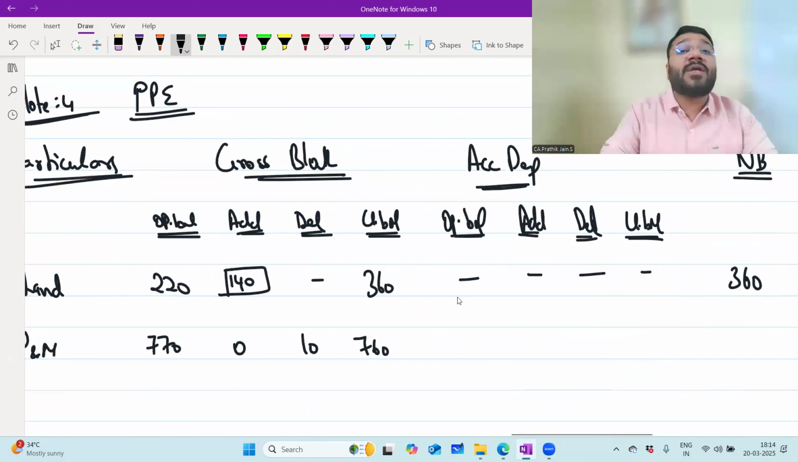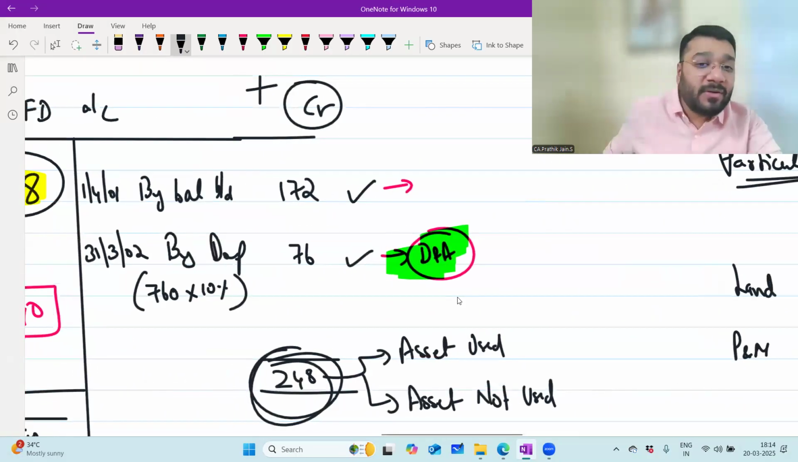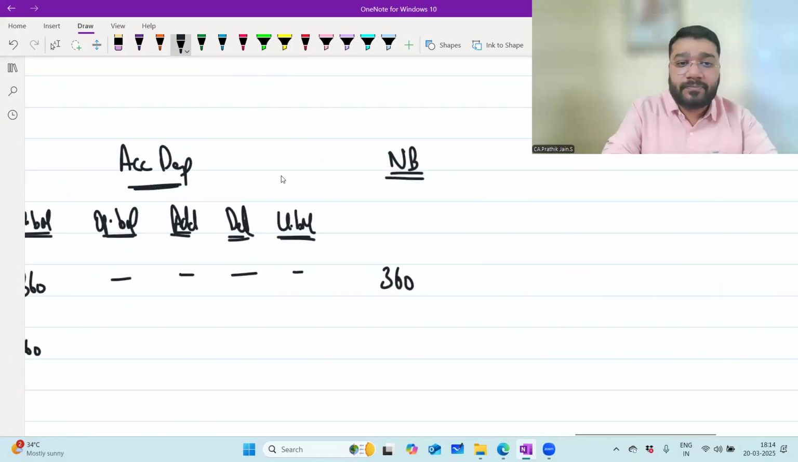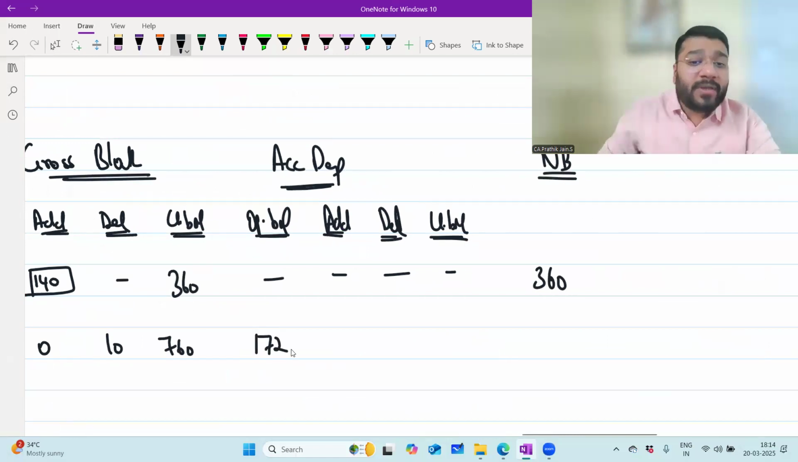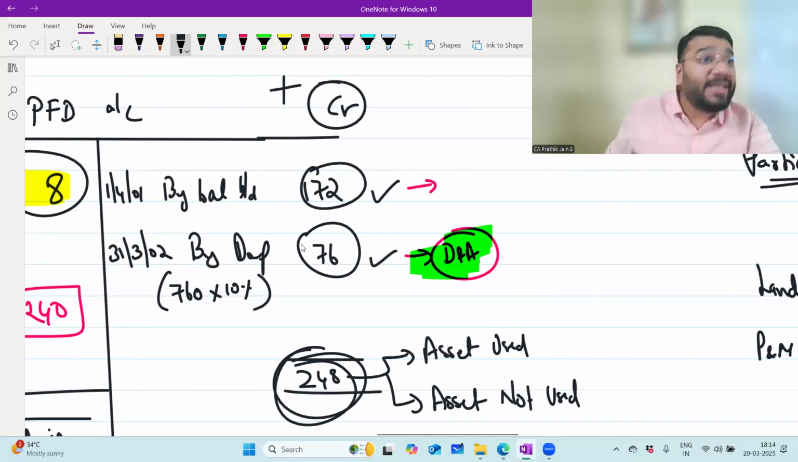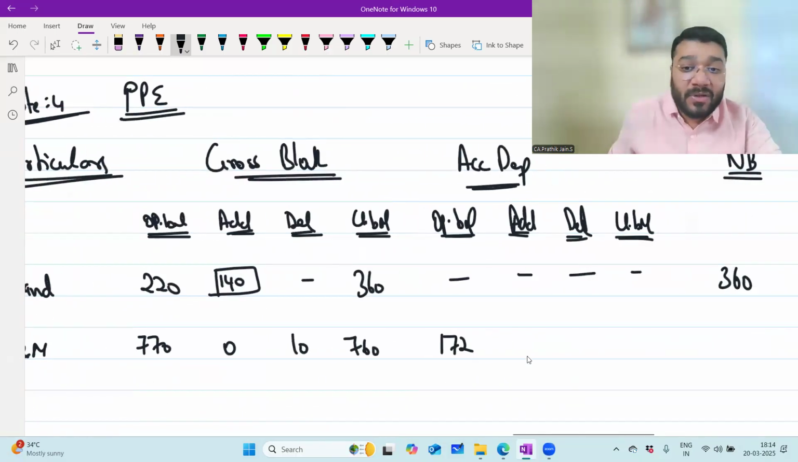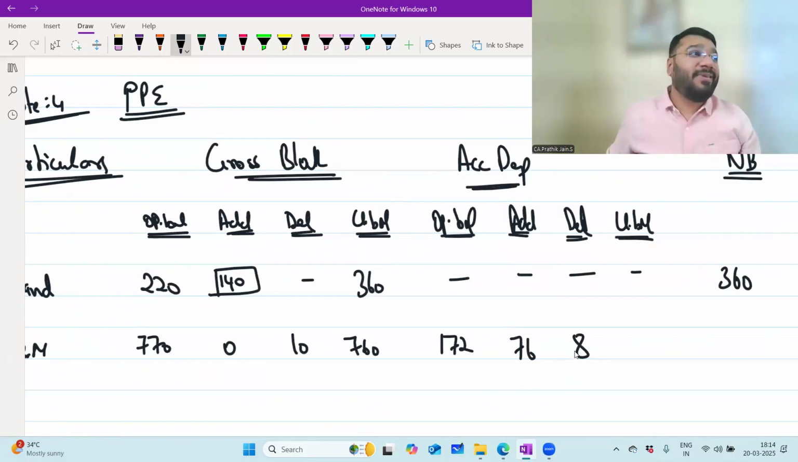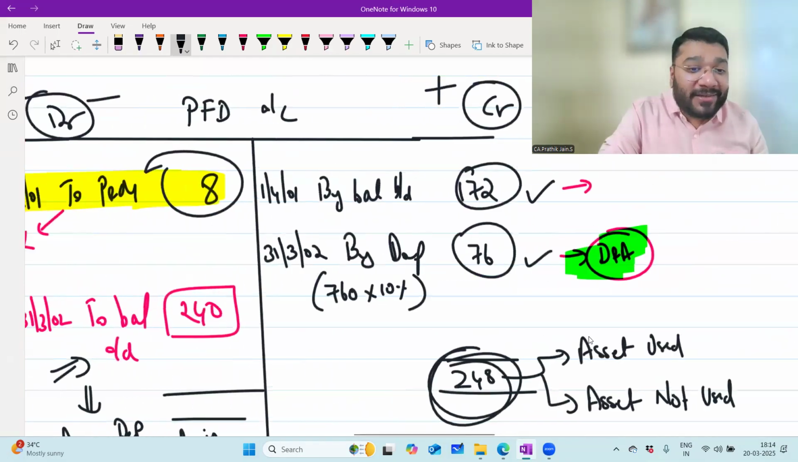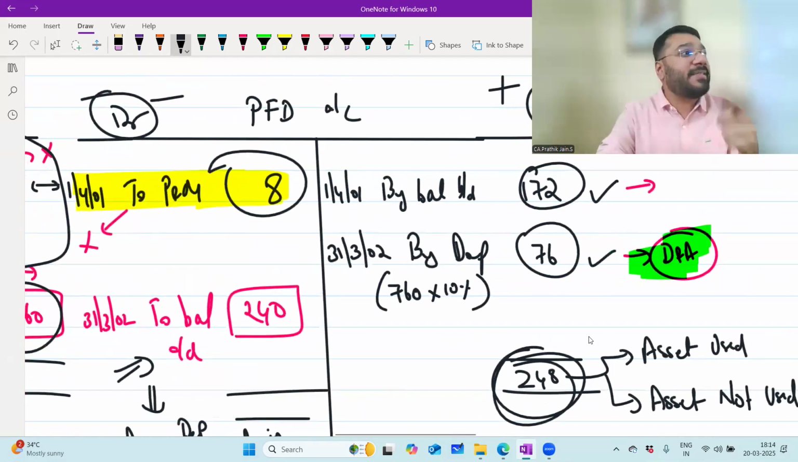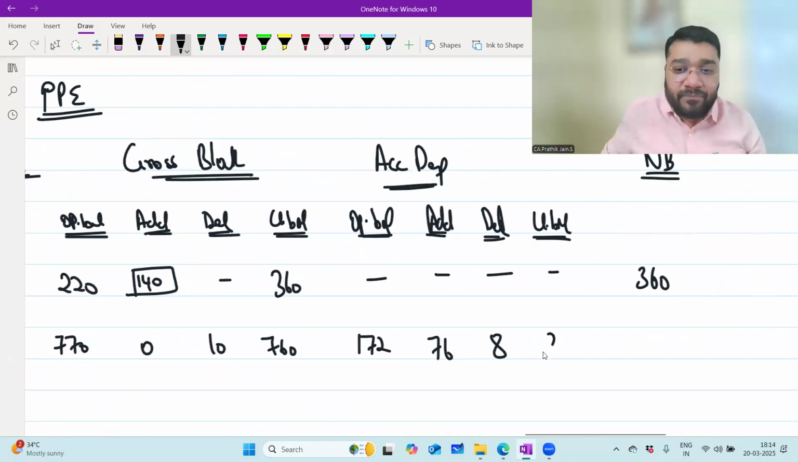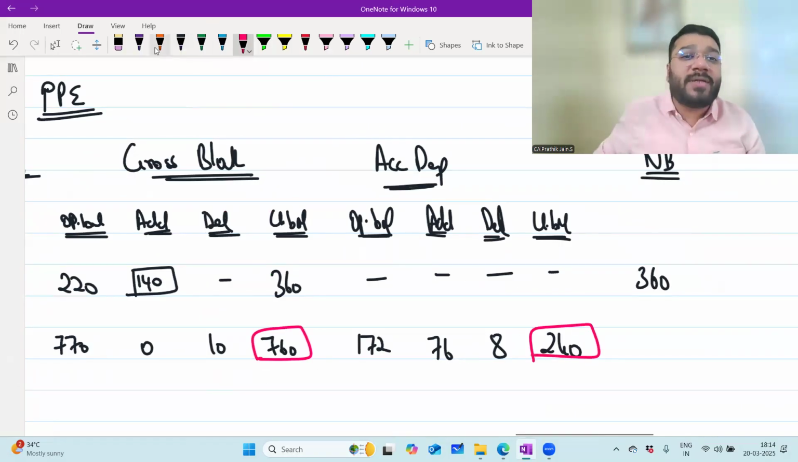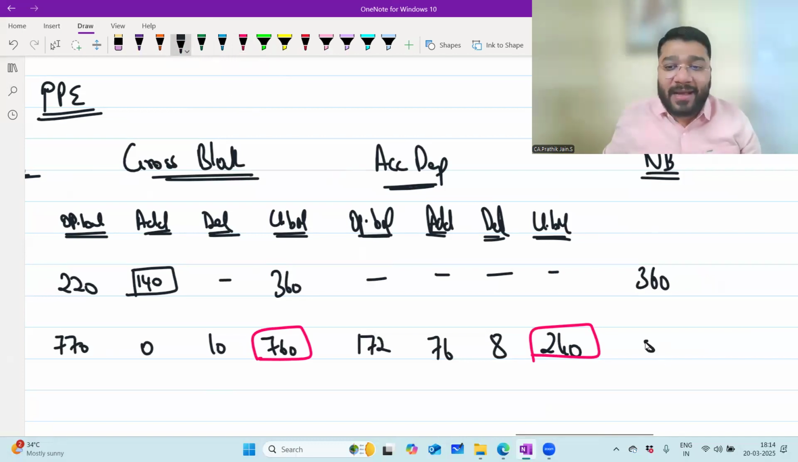In the same way, what is the opening balance of the accumulated depreciation? 172. What was the current year's depreciation? 76. I'm copy pasting from the ledger. How much accumulated depreciation did you reverse in the asset account? 8. What is the closing balance of the accumulated depreciation? 240. Now that you've understood this, the columnar presentation becomes easy. 760 minus 240, what is the net block? 520. That's all, people.